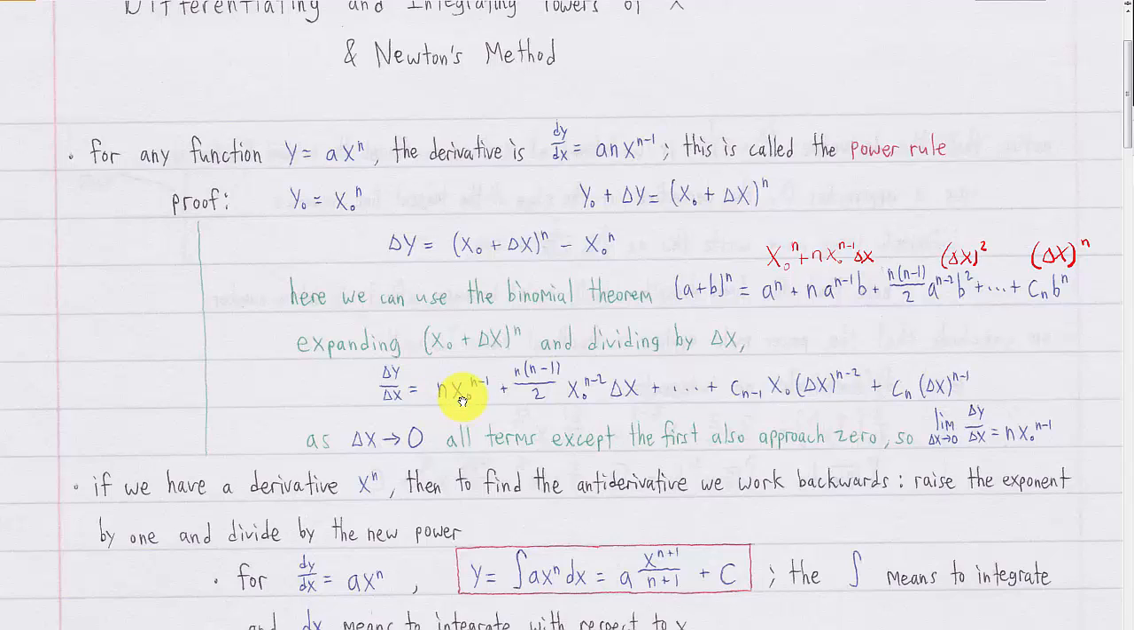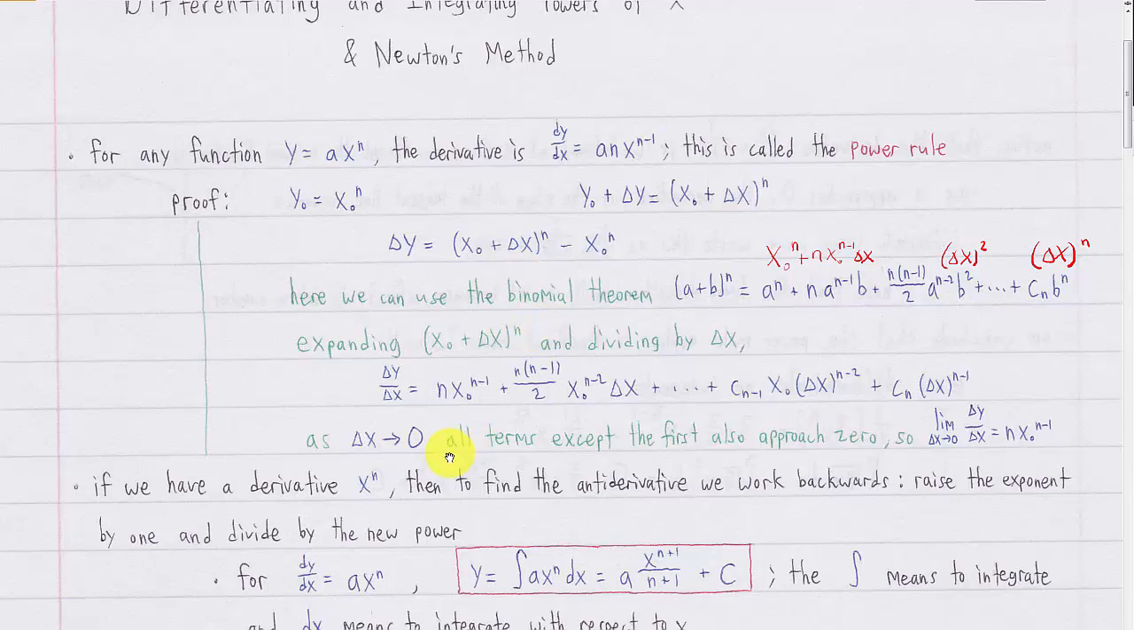So technically this way of proving the power rule only works when n, the exponent, is a positive integer, because the binomial theorem only works for positive integer powers. But I'm just going to tell you right now, the power rule works for any number n. So you can go ahead and start using it, but know that this is not the way to prove it if n is not a positive integer.